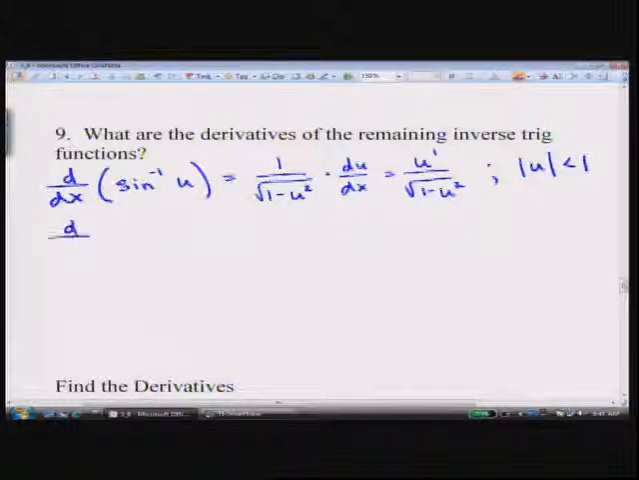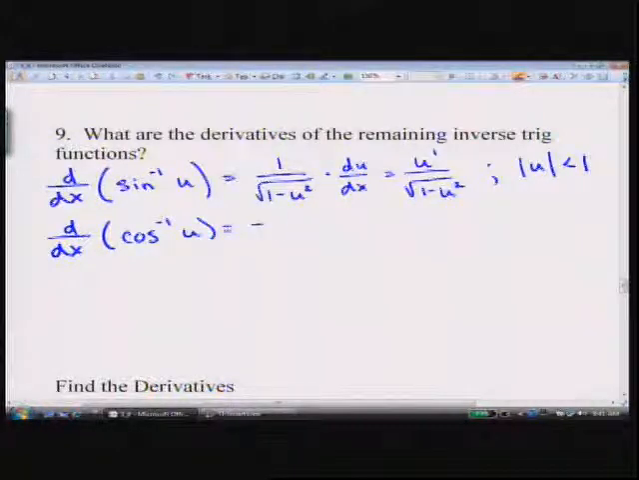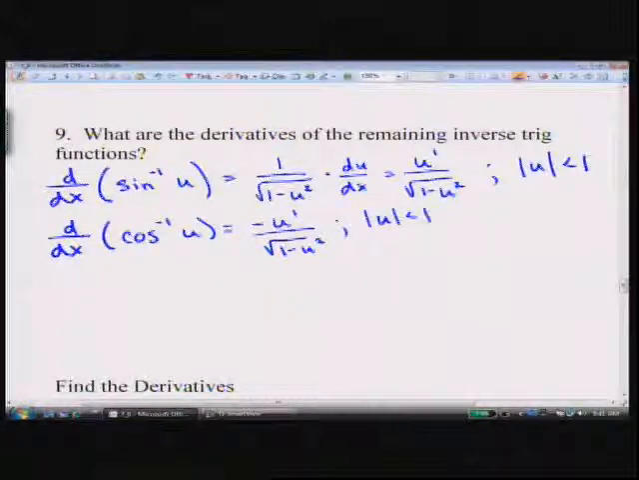All right, the derivative with respect to x of the inverse cosine of some other function u, this is without proof, is very similar to the inverse sine, but it's negative u prime over the square root of 1 minus u squared, where, again, the absolute value of u has to be less than 1. I'm incorporating the chain rule into my derivative. That's where the u prime comes from.